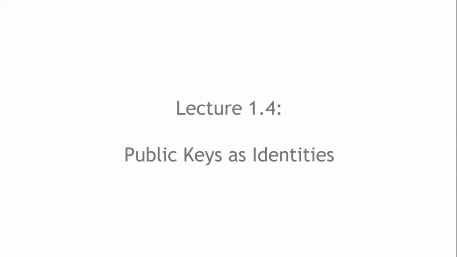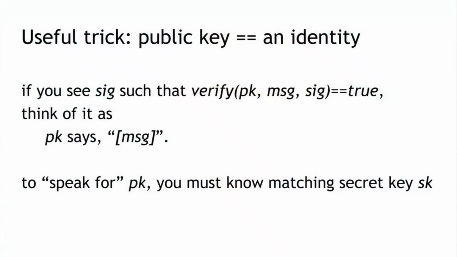In segment 1.4, we'll move on, having covered digital signatures, and talk about a nice trick that we can use that goes along with digital signatures. And the useful trick is this. The idea is to take a public key, one of those public verification keys from a digital signature scheme, and equate that to an identity. That is an identity of a person or an actor in a system. So if you see a signature such that you can verify with someone's public key that it is a signature on a particular message, then you can think of that as that public key saying the message.